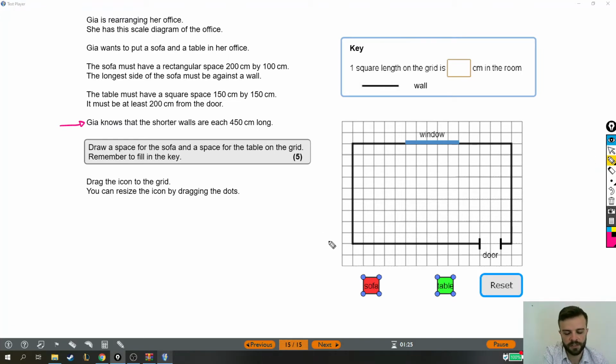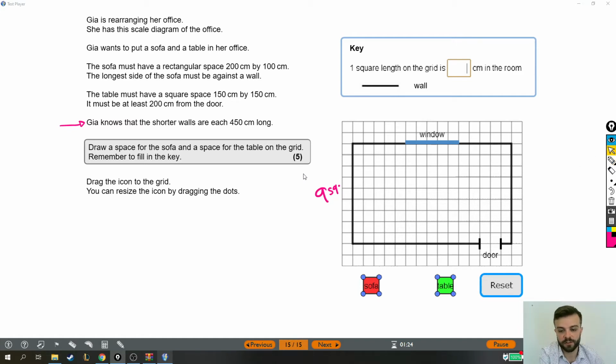Now if I quickly count, each of these walls on the picture is 1, 3, 4, 5, 6, 7, 8, 9. So let me just check that, it's always worth checking. 1, 2, 3, 4, 5, 6, 7, 8, 9. So each of those walls is 9 squares, and we're told that that represents 450 centimeters.